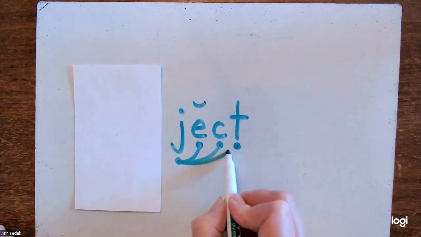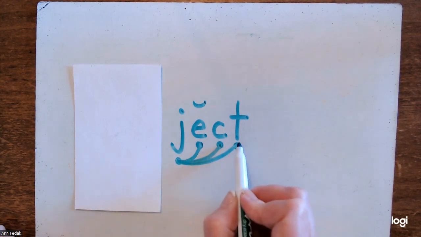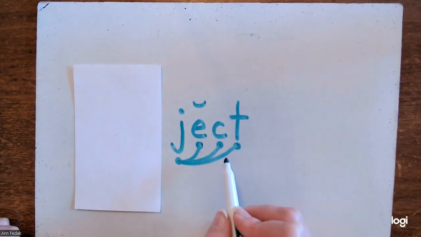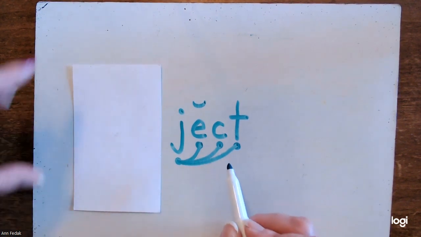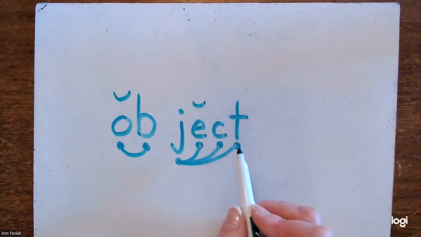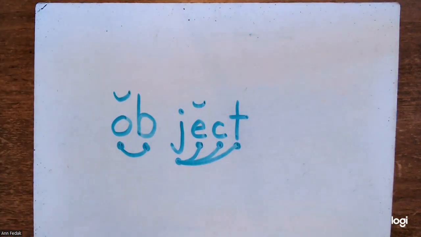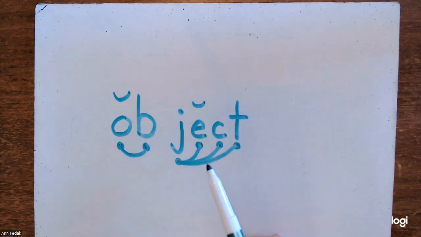Jacked. I love C and T together. I like making that sound. Jacked. All right, so we have jacked. And we put this word together. Take a minute and look at it. Remember how we sounded out the first part? And remember how we sounded out the second part? And then put those 2 chunks together.